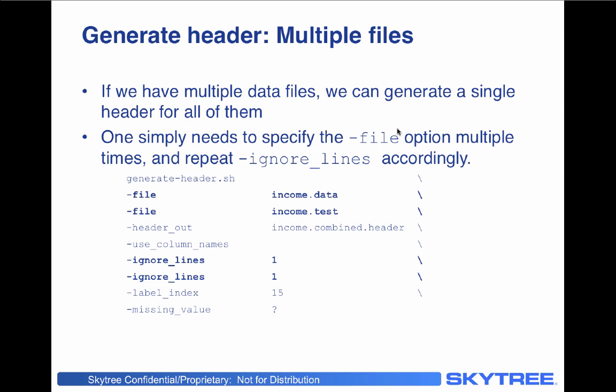We used only a single input file for the generate header step, but it is possible to have multiple files that contain our data. In that case, one would still use the generate header script, but would specify more than one file. And this would be done by just specifying the file option multiple times. And if the files have different numbers of lines to ignore, you can still specify the ignore line step once for each file. And the number of lines you specify are going to be used for the files in the same order that you specify the files themselves.